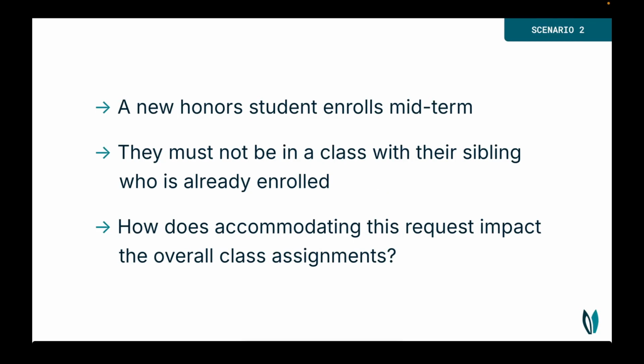Scenario 2 is that we have a new honors student that enrolls midterm, and they cannot be in a class with their sibling who is already enrolled in the class. So how does accommodating this request to separate the two siblings impact the overall class assignments?